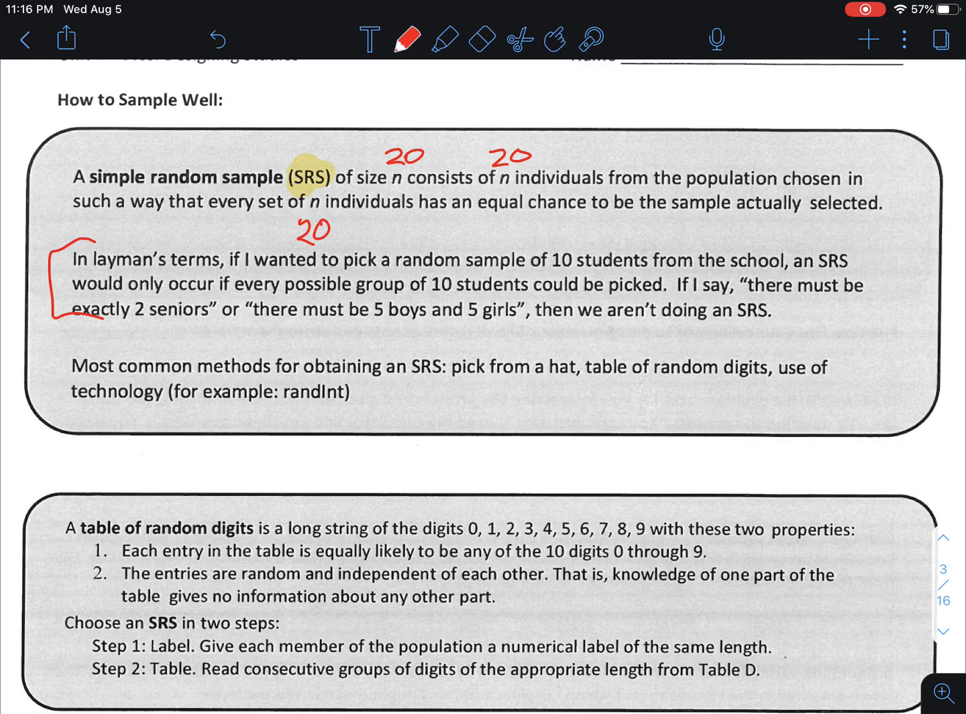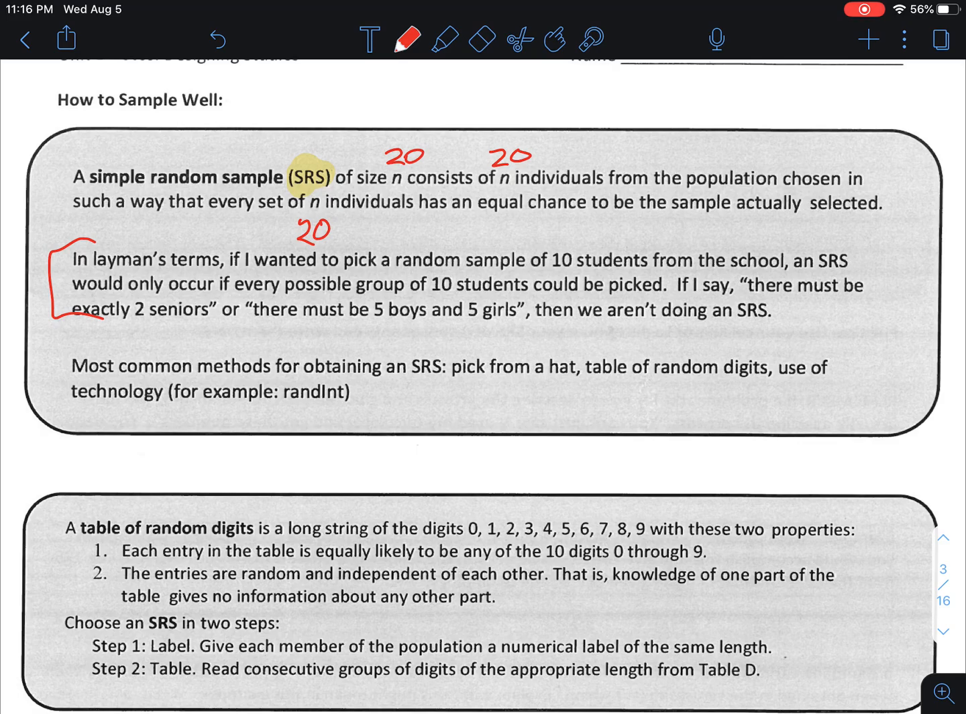So like I get 5 boys and I stop picking from boys, and then I pick 5 girls, and then I'm good. That is no longer an SRS. As soon as I say it has to be this stipulation and this stipulation, and cannot be any grouping of 10, it's no longer an SRS. Doesn't mean it's a bad sample, it's just not an SRS anymore. Okay? So the big thing about an SRS is every possible grouping of that size is possible.